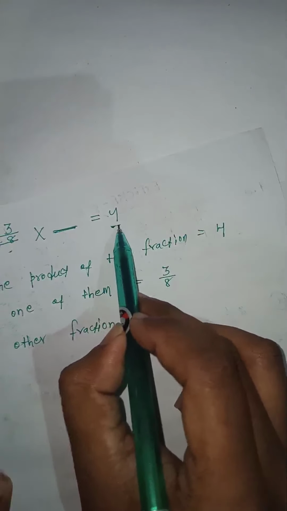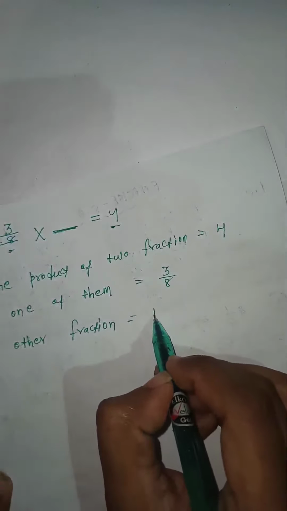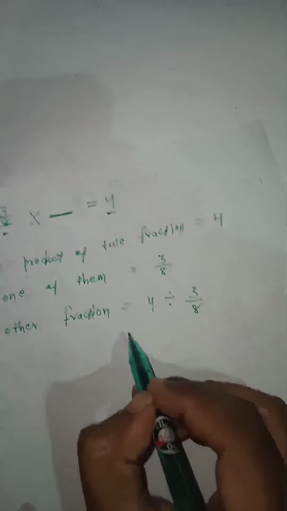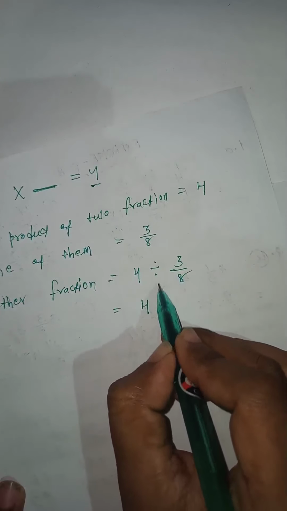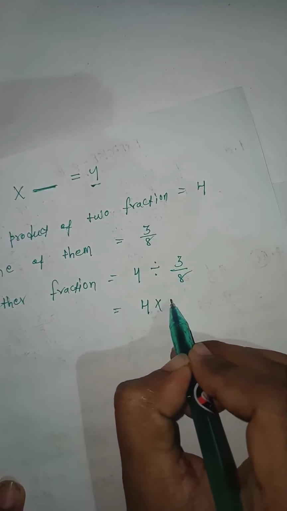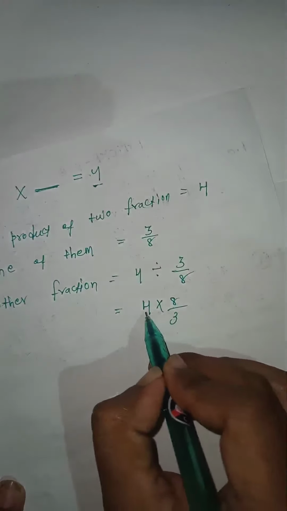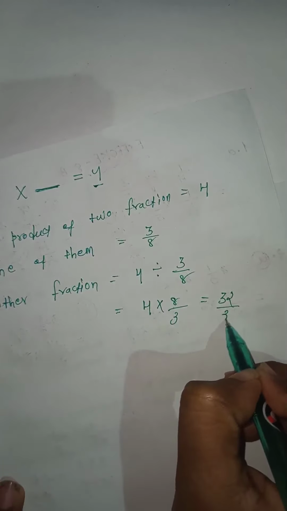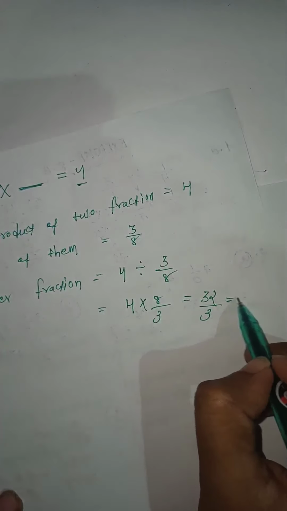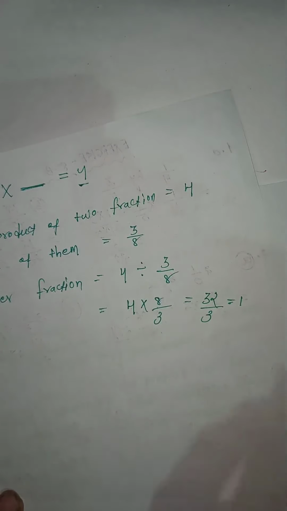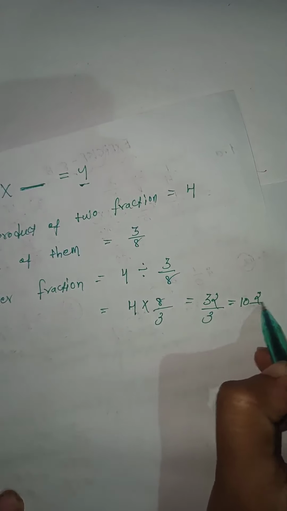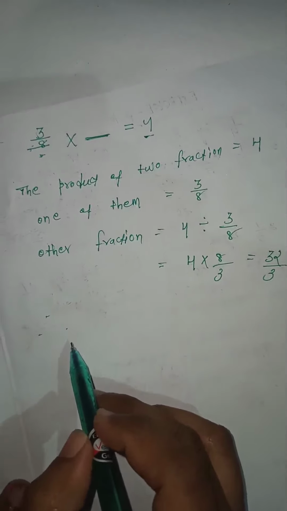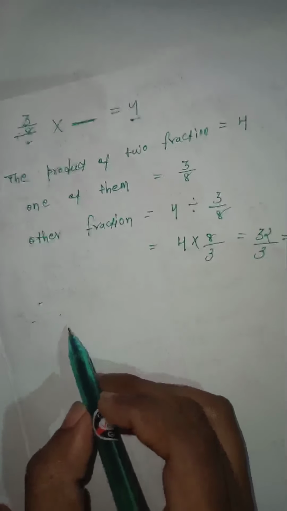The other fraction is equal to the right hand side divided by the left hand side, so 4 divided by 3 by 8. Here, if you take the reciprocal of this number, then multiply by 8 by 3. So 8 fours are 32 by 3. This is your answer. You can write this as a mixed fraction, 10 whole 2 by 3.